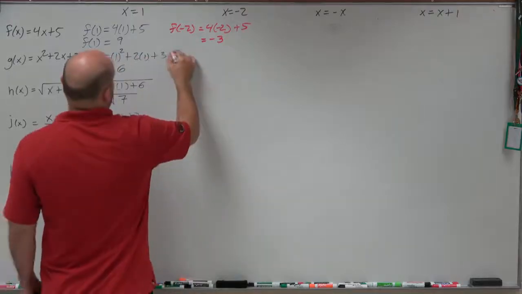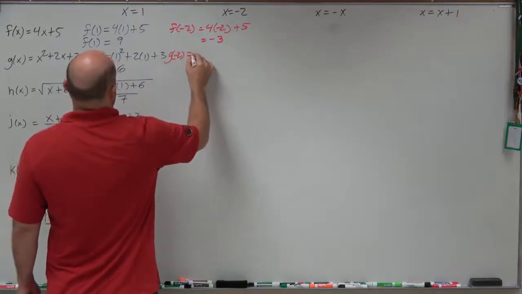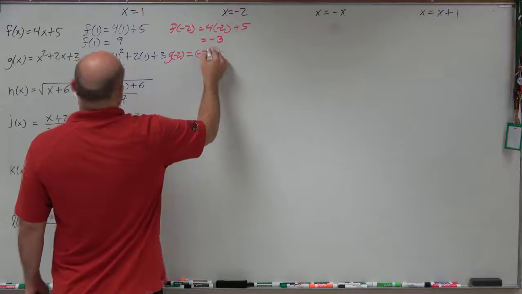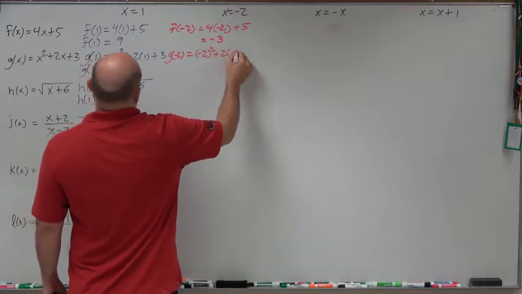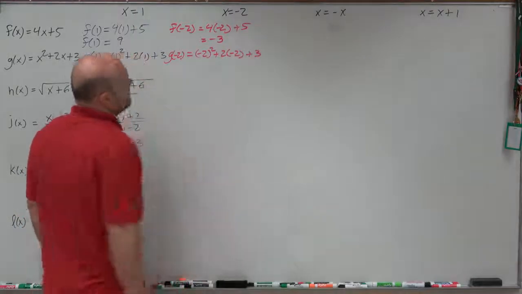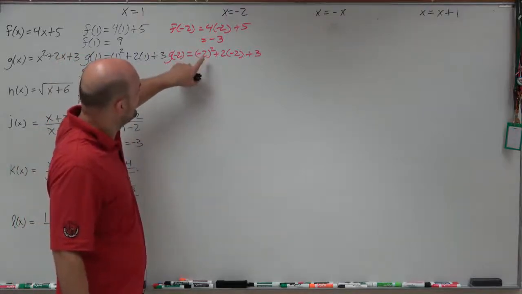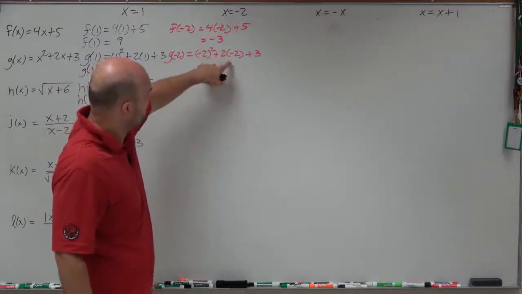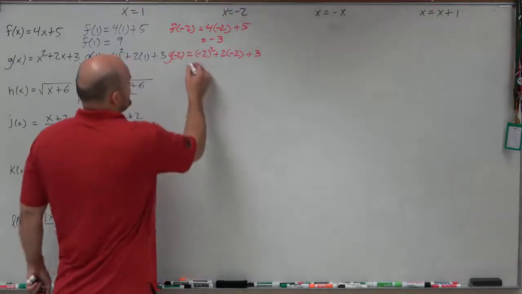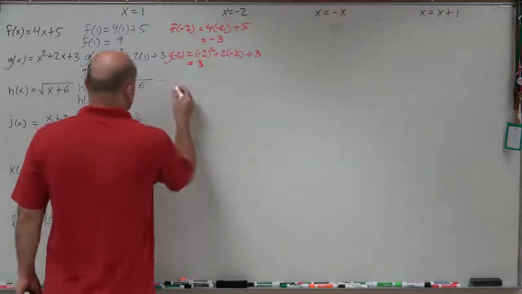Here I have g of -2, which is going to equal -2 squared plus 2 times -2 plus 3. Remember, whenever you have a negative number squared, it's going to be turned positive. So that's a positive 4. That's a -4, so it goes to 0 plus 3. So that's just equal to a positive 3.